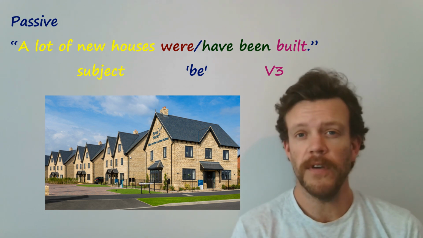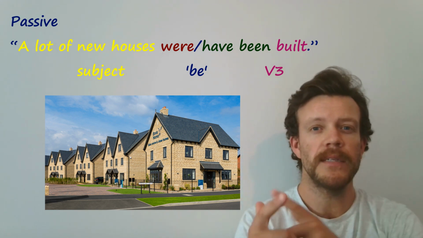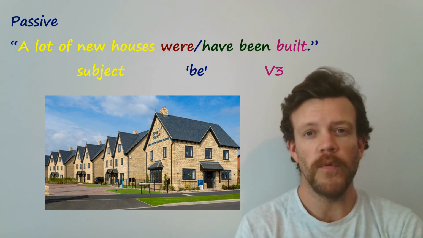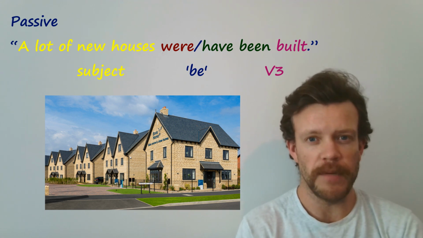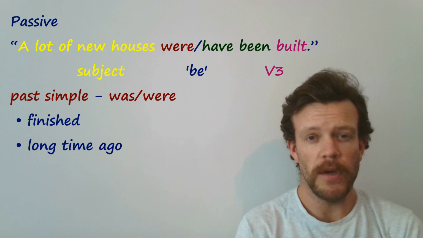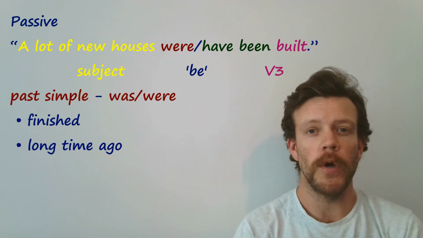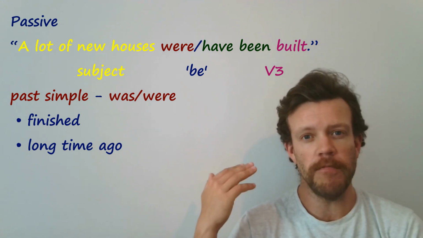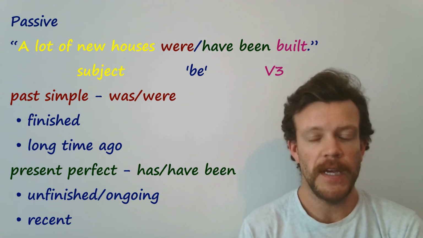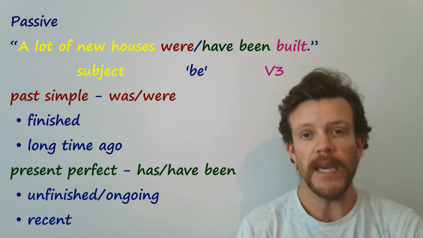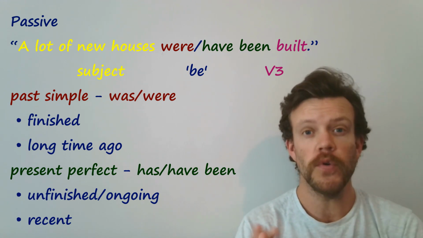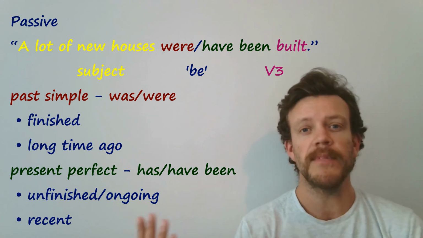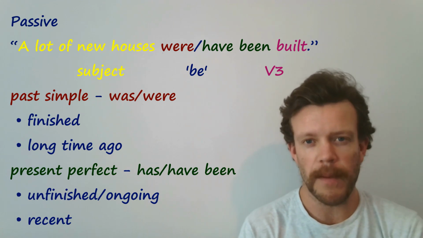So the structure of any passive sentence is going to be subject, verb to be, V3, past participle. And if you want to change the tense, you just change the verb to be. Here, we're going to look at past simple passive. So was, were, either it's something finished or a long time ago, and present perfect passive, has, have, been, either something which is unfinished or still ongoing, or as we'll see, for more recent things. Sometimes there's some overlap, and we'll look at when that might be.